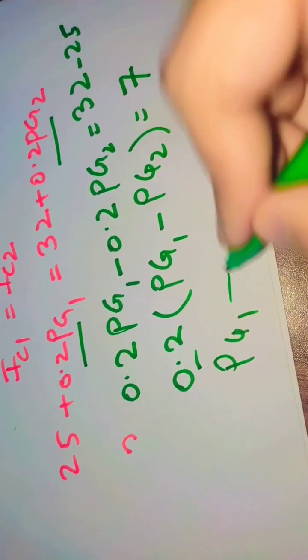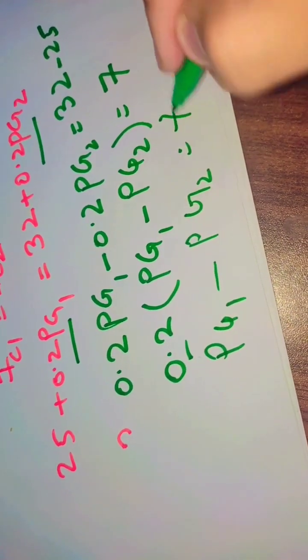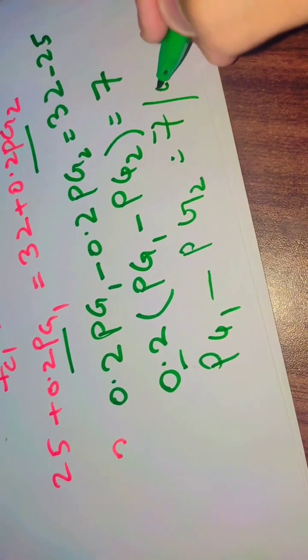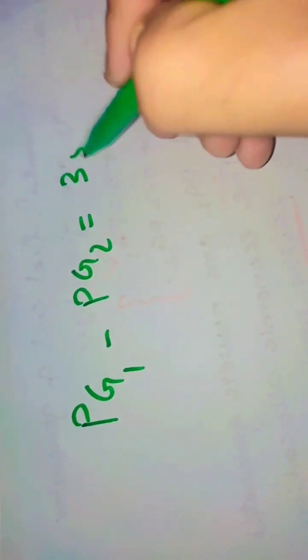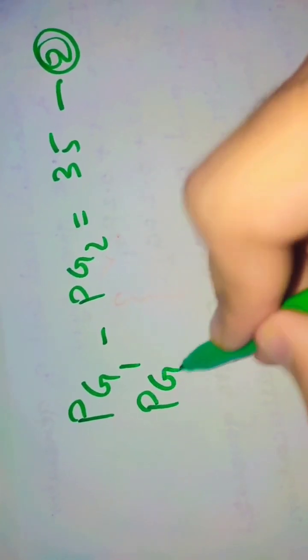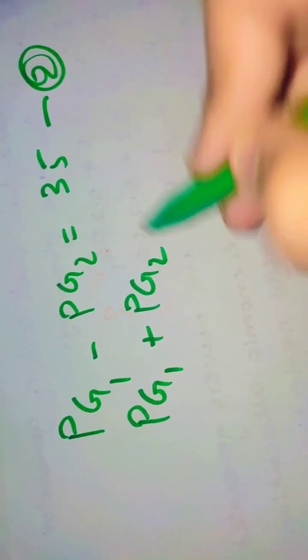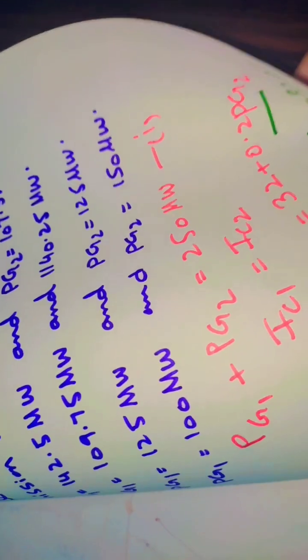Pg1 minus Pg2 equals 7 divided by 0.2. When you divide, you will get Pg1 minus Pg2 equals 35. This is my second equation. So the first equation is Pg1 plus Pg2 equals 250. This was my first equation, you can see it here.